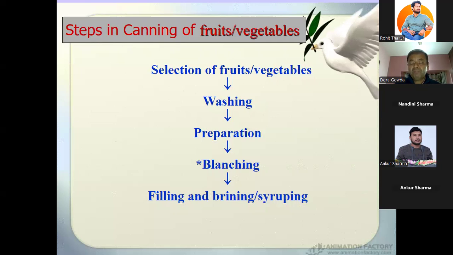For example, the microbes present in fruits will get killed at around 100 degrees centigrade. So if put in a boiling water can, they will get killed. But microbes in vegetables are somewhat heat resistant, so we have to heat them to a much higher temperature. That's why before filling the material, blanching is done to inactivate the enzymes present in the material, which otherwise cause browning in the product.